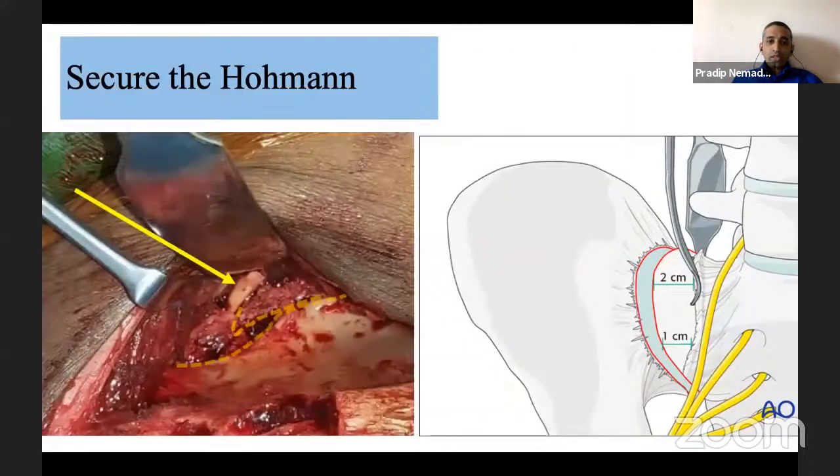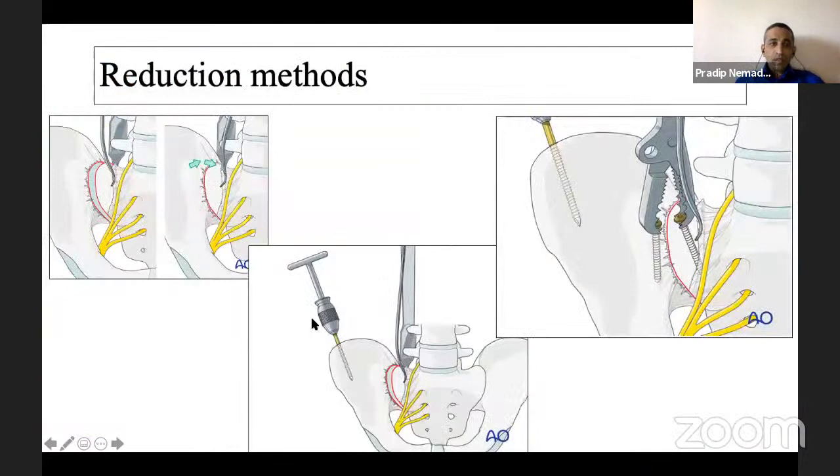So the next thing you need to do is secure a Hohmann. The Hohmann is secured around one to two centimeters medial to the sacroiliac joint. You put a small hole with an awl there and just secure the Hohmann like that. It is going to protect your L5 nerve root while you do your work lateral to this point. Then there are different reduction methods described, such as this one where you just manually press the ILM to get compression.